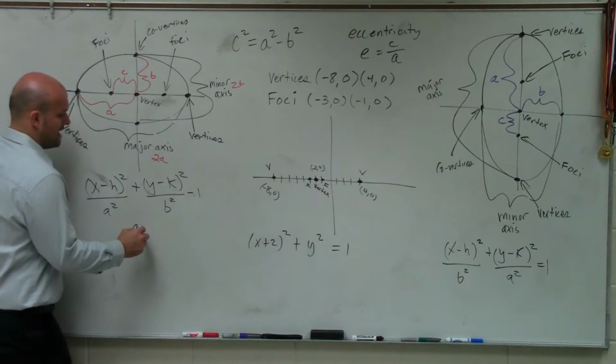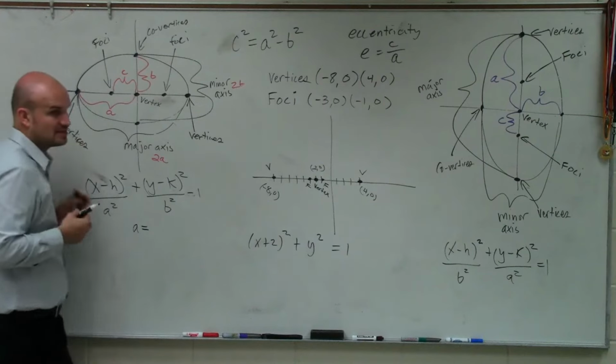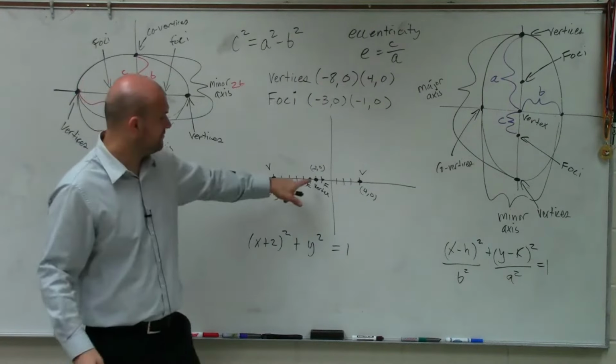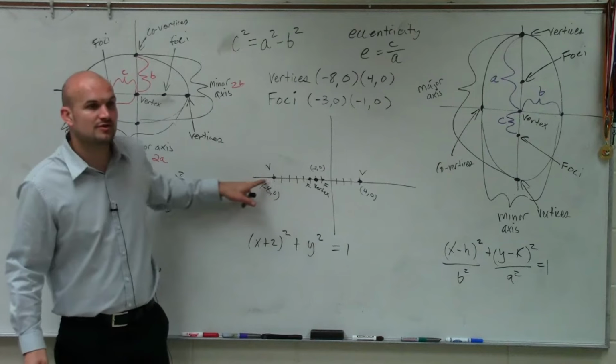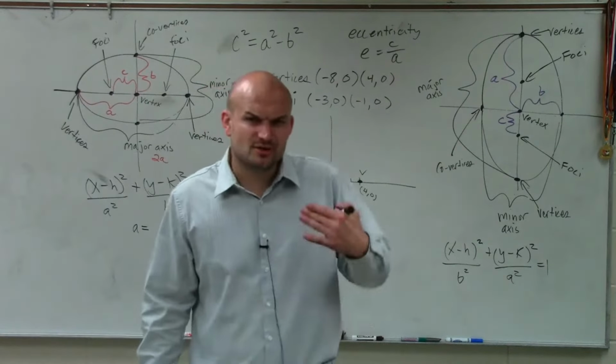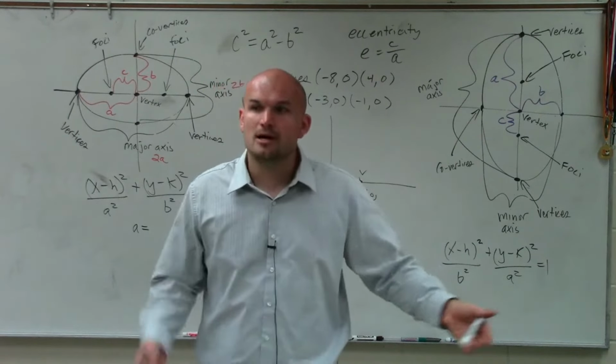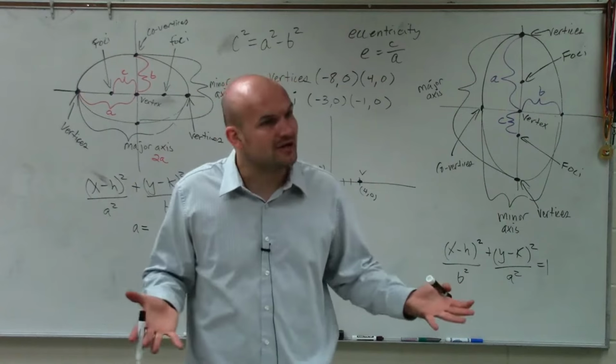Negative. Well, what is a? What is the distance from a vertex to a vertice? Here's the vertex, and we want to go vertex to the vertice. Oh, 6. 6, right? Now, here's the question, though. Is it negative 6 or is it positive 6? But think about it. It doesn't really matter in this case.